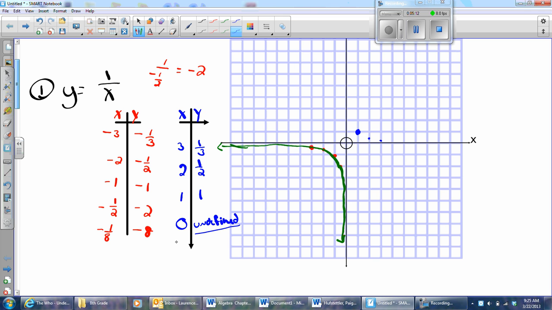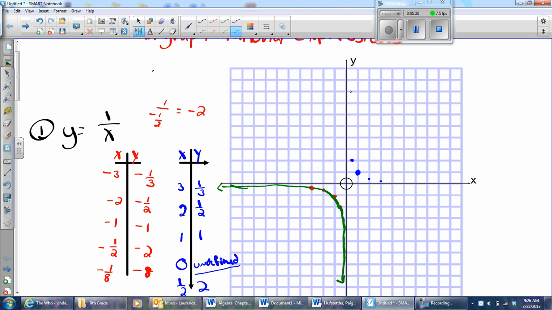Let's pick a point in between 1 and 0. Let's take 1/2. 1 over 1/2 is 2. Oh, this is going to climb. If I did 1/8, 1/8 is going to get me an answer of 8. So it's going to come up here and get me an 8.